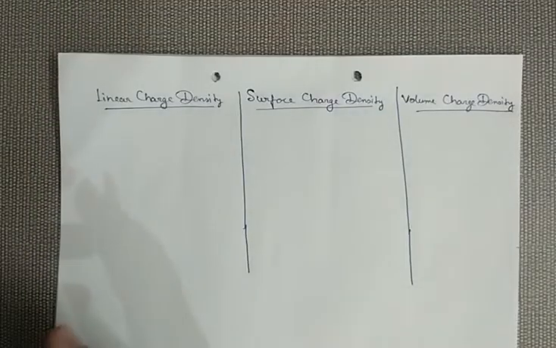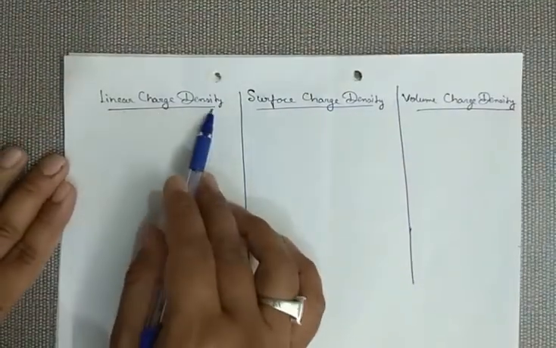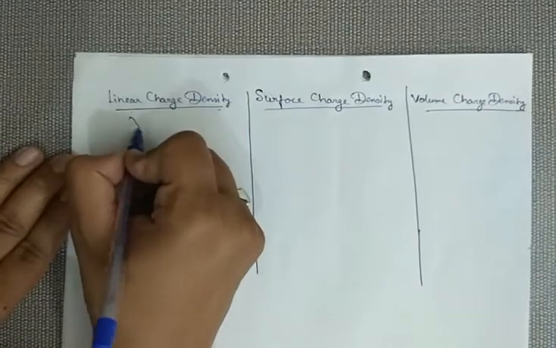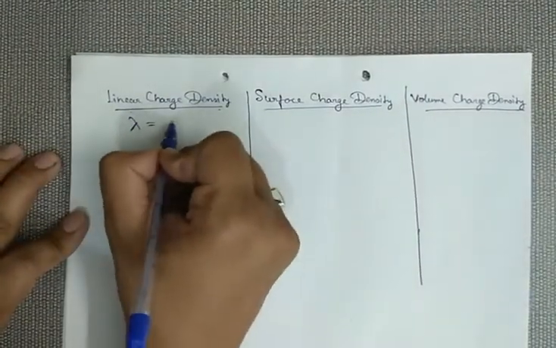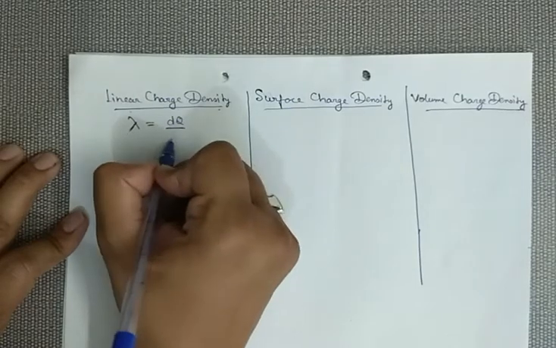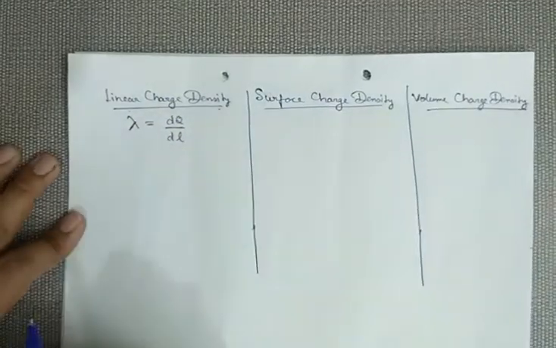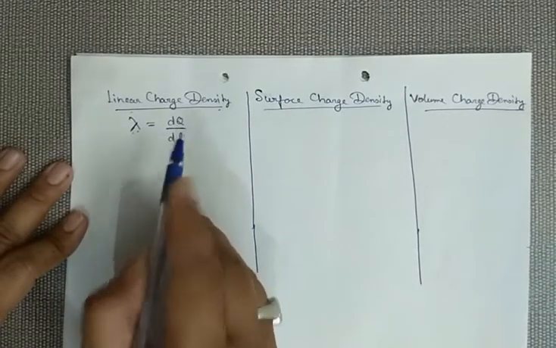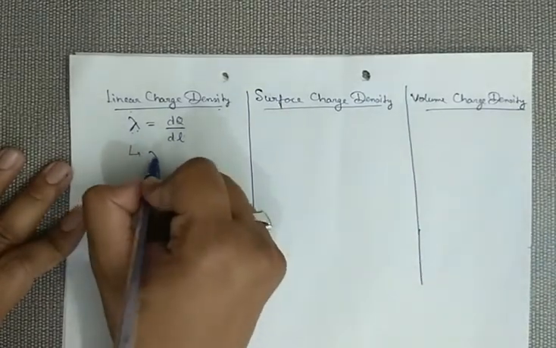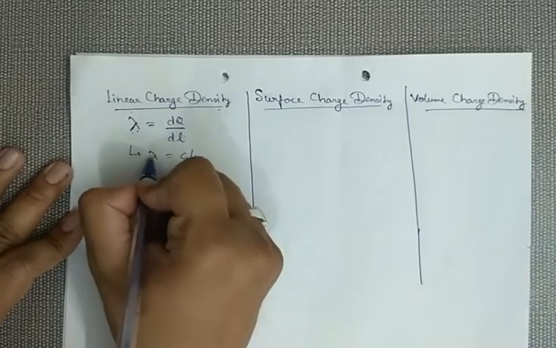So let me summarize everything. Linear charge density is represented by lambda. It is defined as some amount of charge Q divided by a small length dl. So lambda stands for linear charge density, charge per unit length, and the unit of this lambda will be coulomb per meter.